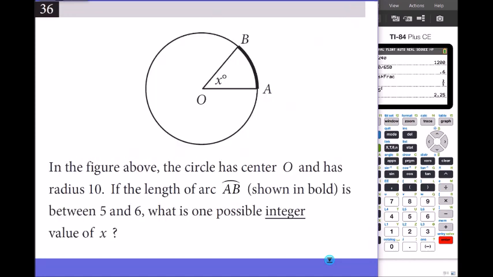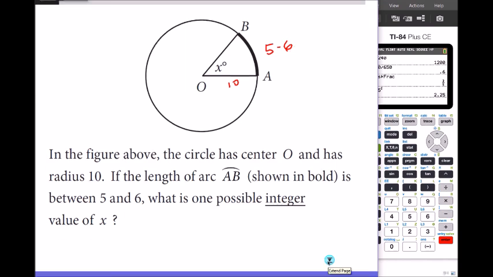36. In the figure above, the circle has center O and has radius of 10. Okay? If the length of arc AB is between 5 and 6, what is one possible integer value of x? Integer means the whole number. So let's say this was 5.5.